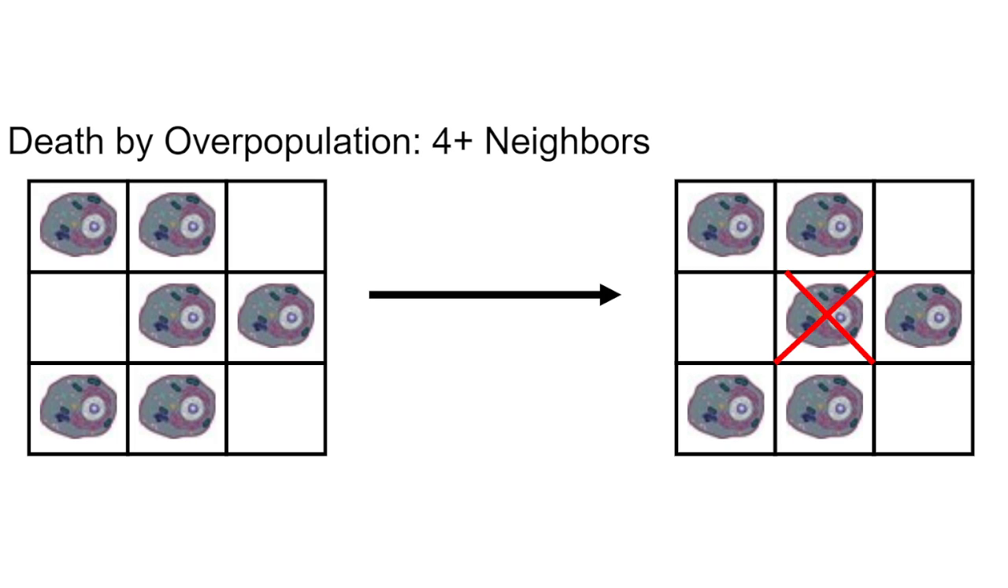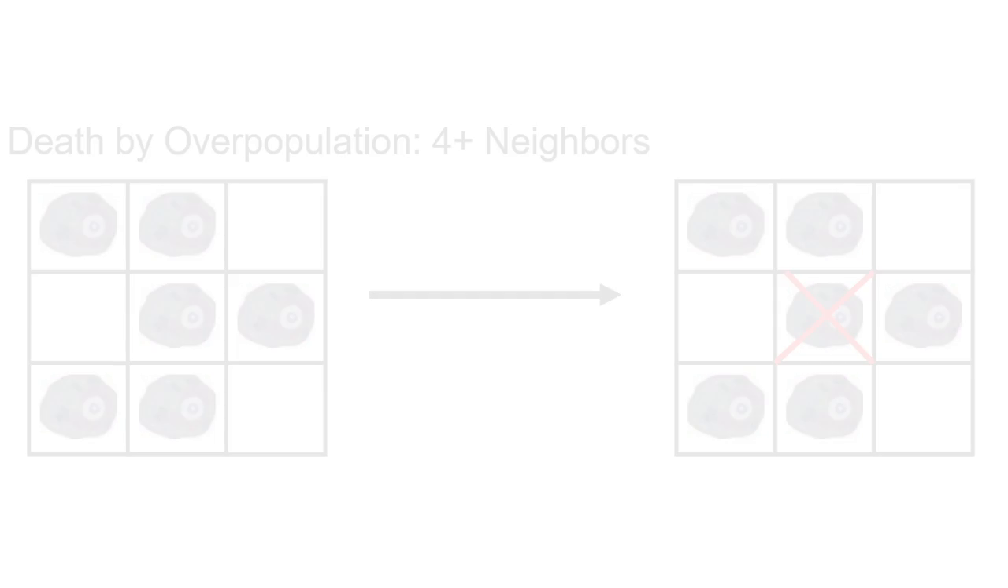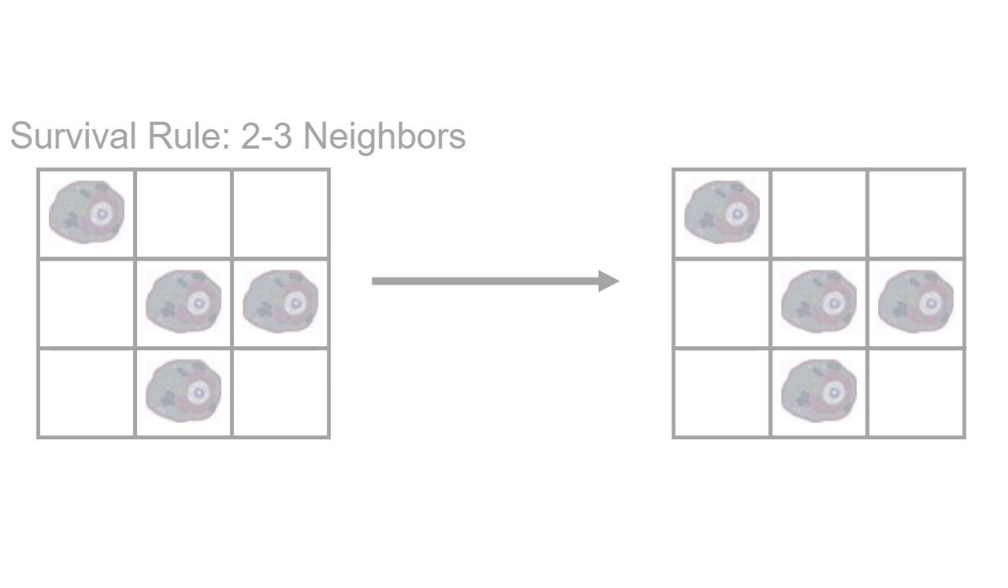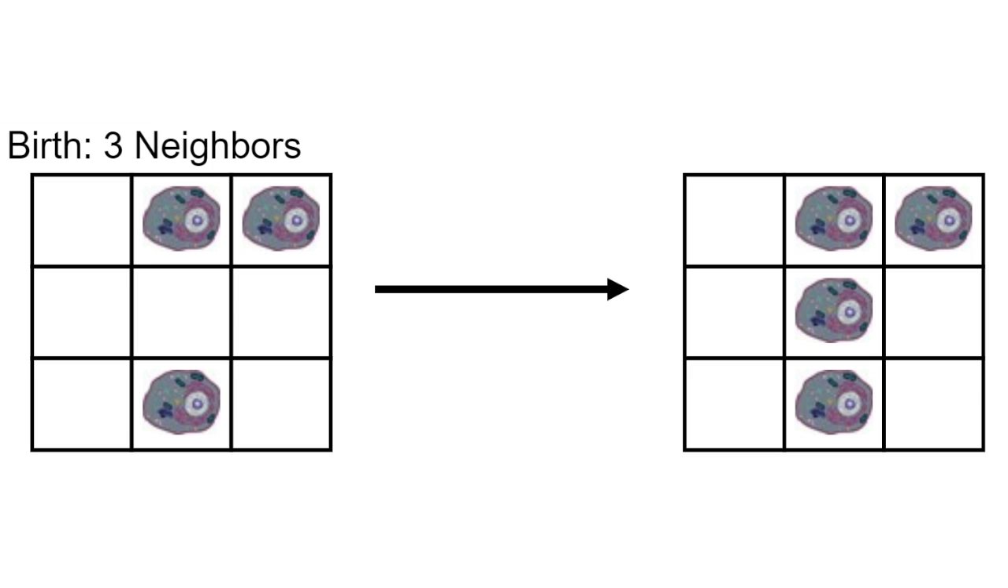Similarly, a cell can die if it has too many neighbors, 4 or more, as if by overpopulation. 2 or 3 neighbors allows a cell to remain alive. If a dead cell has exactly 3 neighbors, it will come back to life. In Still Life, we've added a few other methods to either bring cells to life or kill them.